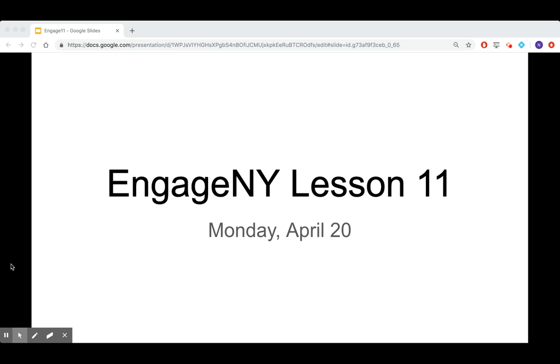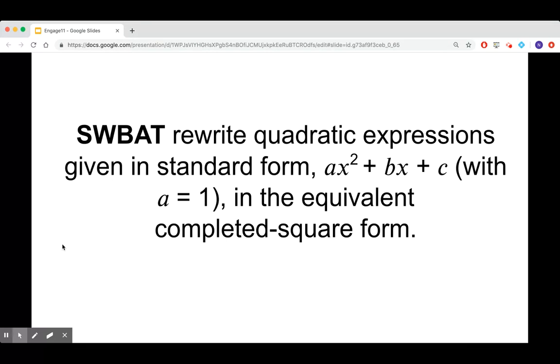We're going to jump back into the second half of EngageNY Lesson 11, where we focused on completing the square. You might remember Wednesday rewriting some quadratic expressions in standard form, that's ax squared plus bx plus c, in the equivalent completed square standard form.